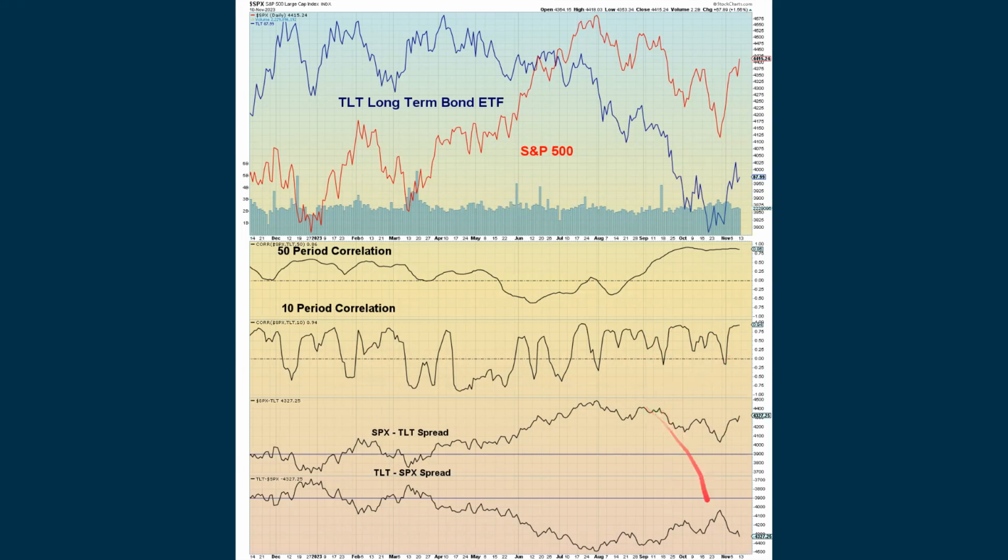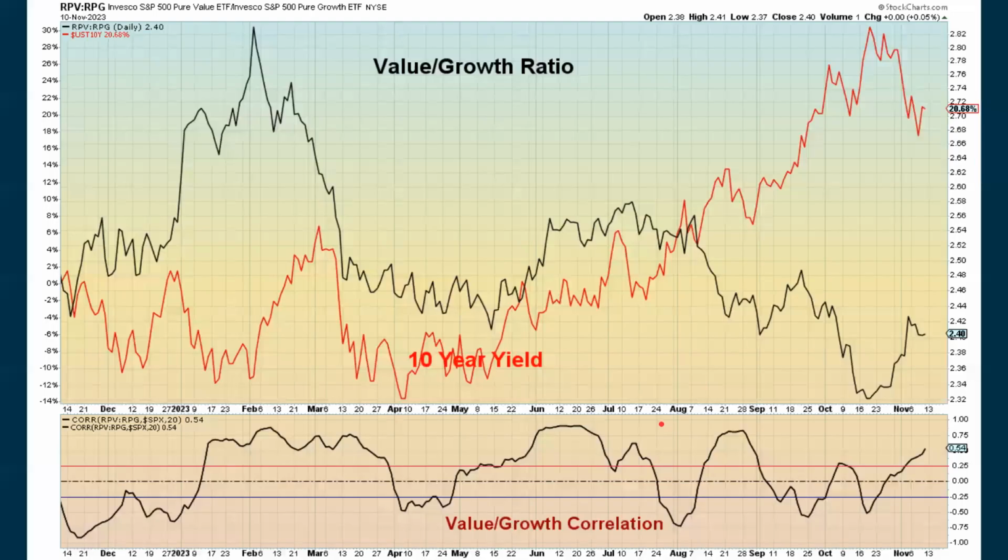Then we have the spread down below. I don't use that as much. I mainly look at the correlations. Then we look at a value to growth ratio, which is in black, which has been kind of turning and going back up. And then we look at the 10-year yield, which has been coming down.